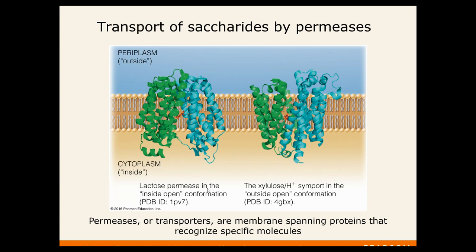So, okay, now let me warn you on the next parts of the slides. These are all examples so that it's not so general. So permeases will help in the transport of saccharides, like lactose and xylulose. Okay, and those have permeases that are proteins that will help with the transport of these sugars.